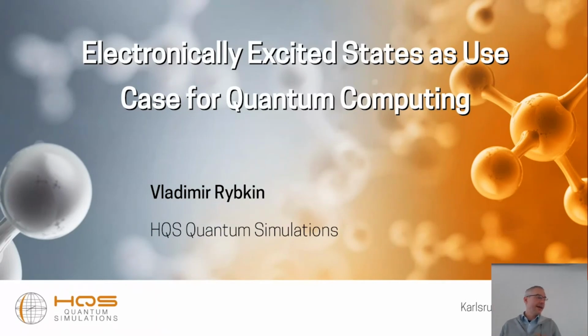Rybkin. The title is Electronically Excited States, a use case for quantum computing, but I think it also features a robust discussion of how electronically excited states play a role in spectroscopy and how they are normally calculated in quantum chemistry. So please.